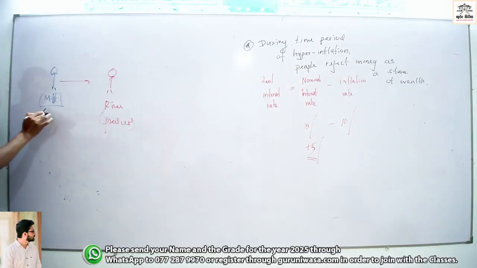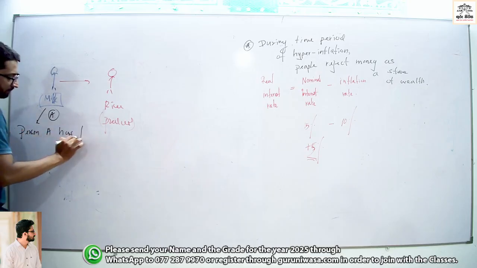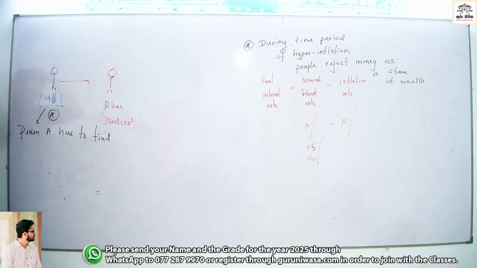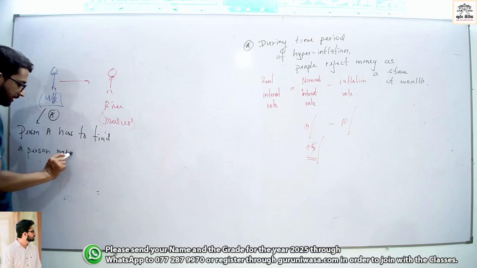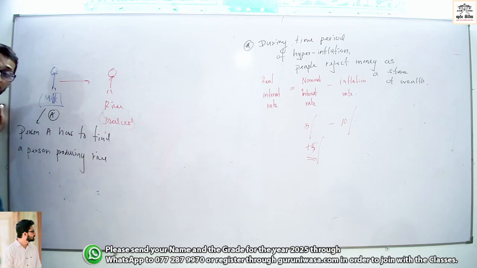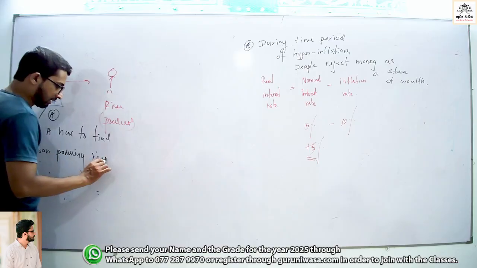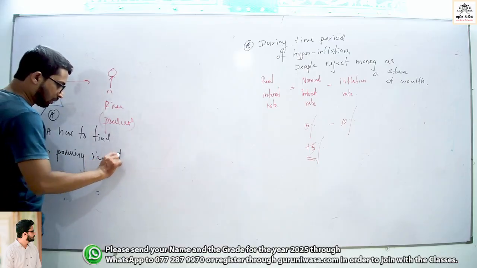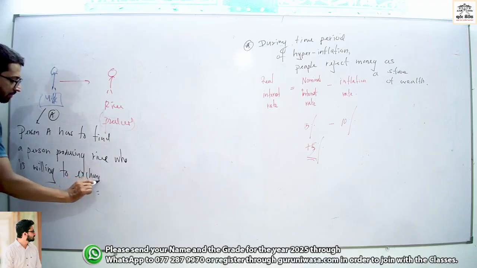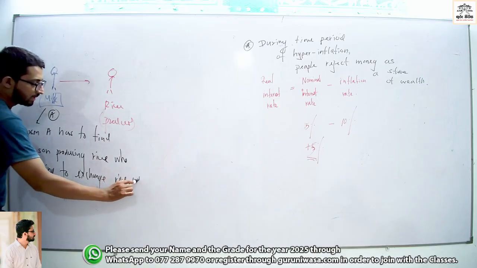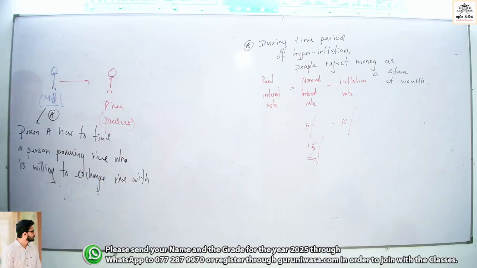Assume this is person A. Person A has to find a person producing rice, but that's not enough. Can you write this down? Person A has to find a person producing rice, and who is willing to exchange rice with what you have. Assume milk.